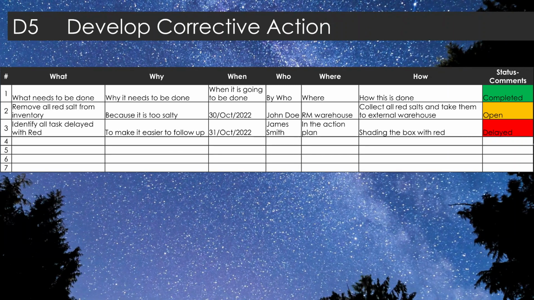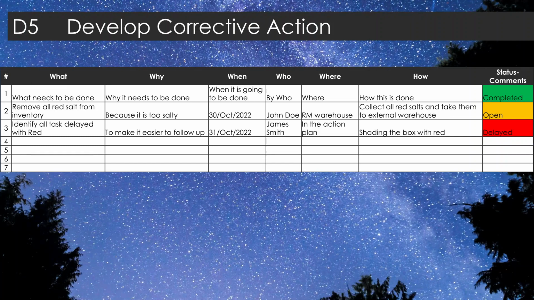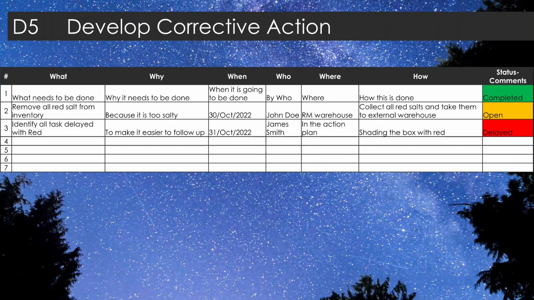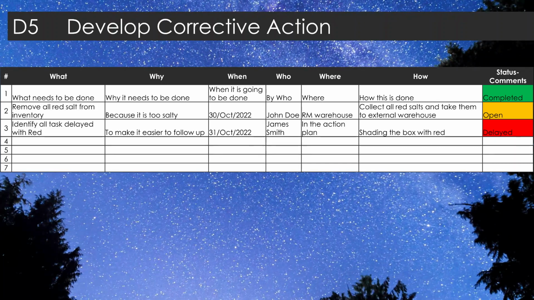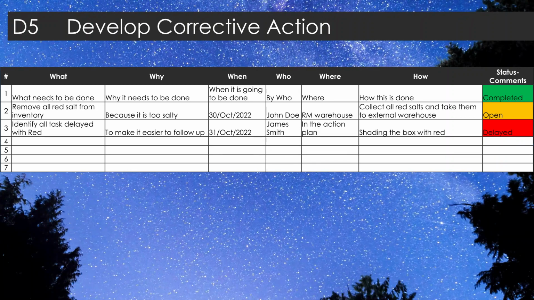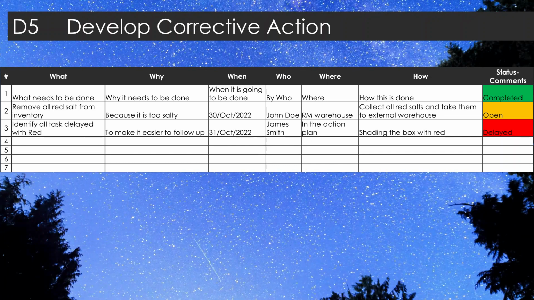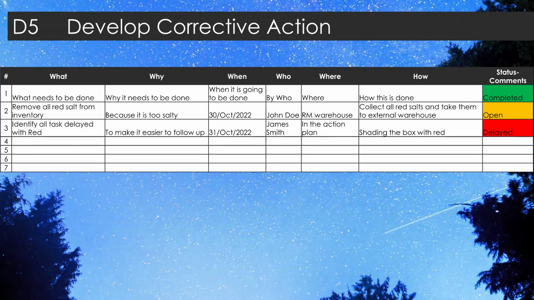The action will not be done by a department or by a function. The action must be addressed to a team member. Therefore, the who is a name. The date of the action has to be specific. It cannot be next week or next month. Next week could be Monday 6 a.m. or Sunday 11 p.m. So again, the date has to be as specific as possible.